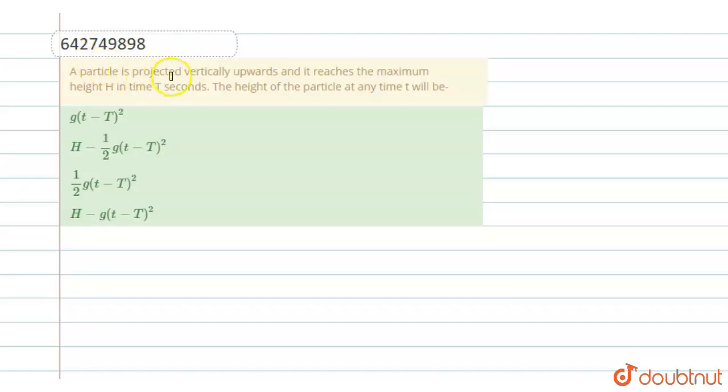Hello students, here is a question. A particle is projected vertical upward and it reaches the maximum height h in time T seconds. The height of the particle at any time t will be. So in this question, we have to find the height of the particle at any time t. So now we solve it.